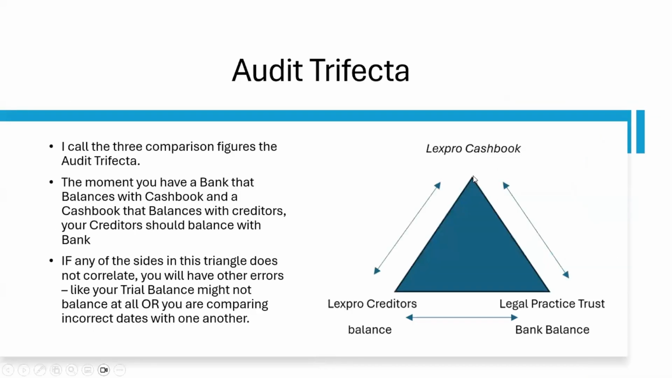All right, so there's the audit trifecta, the triangle that I'm trying to build up to and explaining to you. Now, if you look at the triangle, you put the cash book on one of them, you put the creditors on one of them, and you put the bank balance on one of them. So if you've got a cash book creditor relationship there, that's your surplus or shortage, which the trial balance will show.